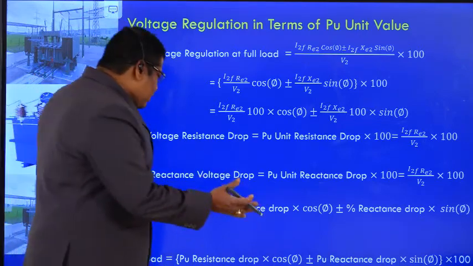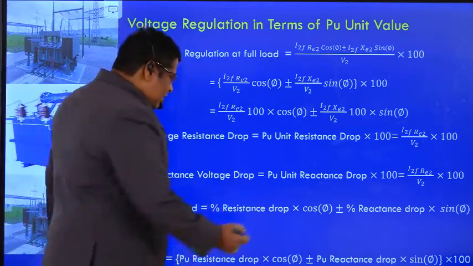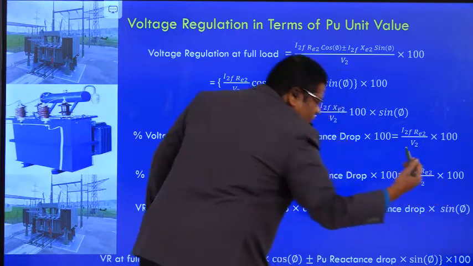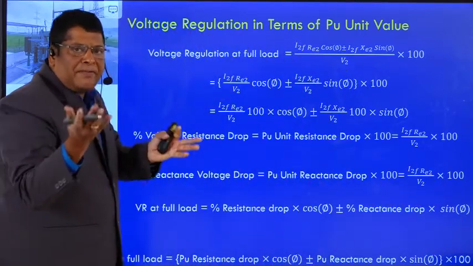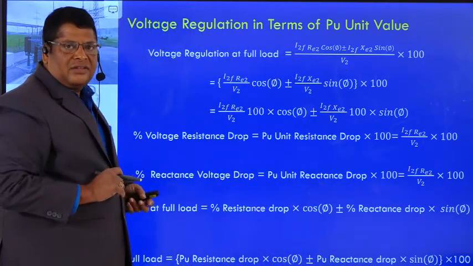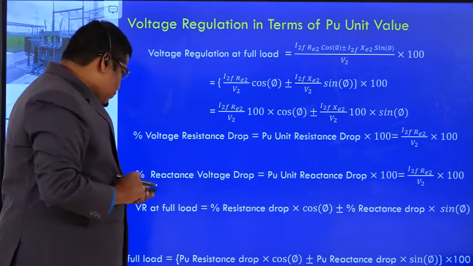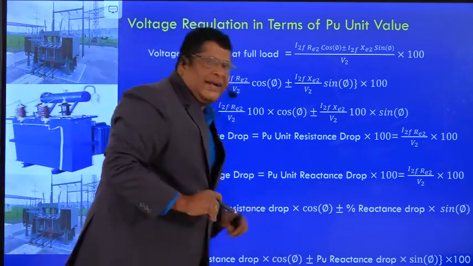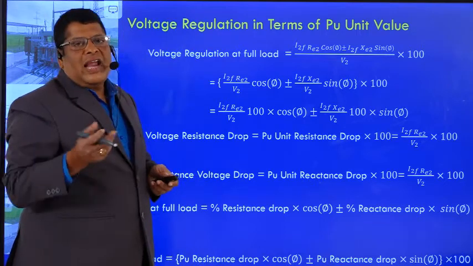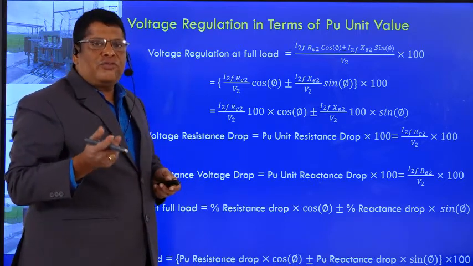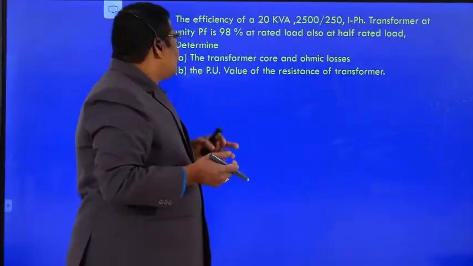Now what is the difference between percentage and per unit? In the percentage form, 100 is not there, whereas in the per unit case the expression should be multiplied with 100. That is the difference. Plus is used for the lagging power factor, whereas minus is used for the leading power factor. Let me see this problem.